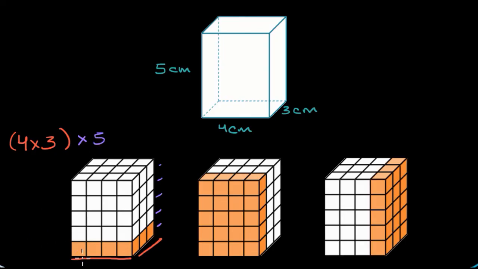Or another way to think about it is, in that base layer, if you did 4 times 3, you're going to have 12 of those cubes. And then you have to multiply 12 times 5, which you might just know as being 60. Or you could do repeated addition if you like. You could say, well, that's going to be equal to 12 plus 12 plus 12 plus 12 plus 12, which also is equal to 60.